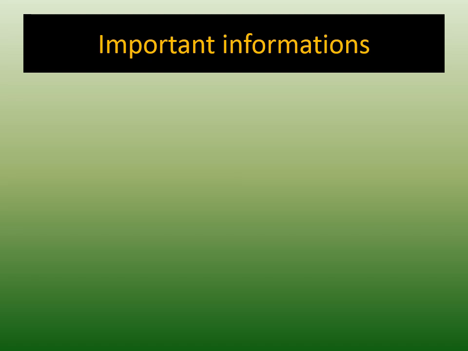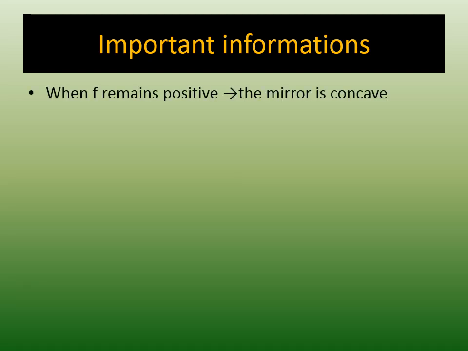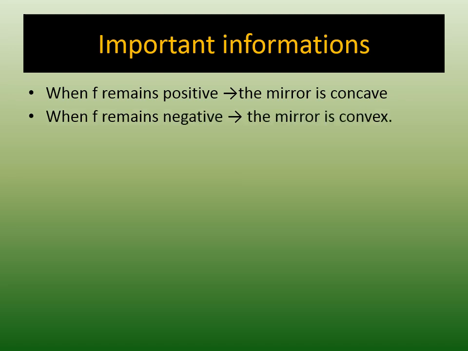This is important information. This is actually related to mathematical problems. Number one, when f, the focal length, remains positive, then the mirror is concave. Concave mirror's focal length is always positive. When the focal length f remains negative, it means the mirror is convex.